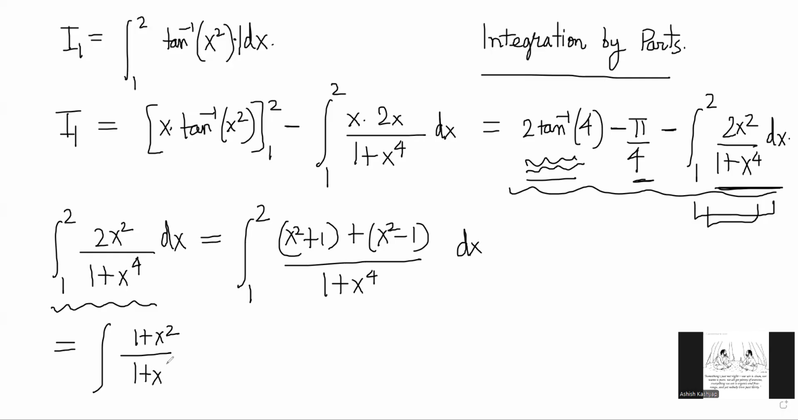Integral of 1 plus x square by 1 plus x power 4 from 1 to 2, plus integral of x square minus 1 by x power 4 plus 1 from 1 to 2 dx, right? These two separate parts have similar ways of finding these integrals. So let's do it separately. We will do integral 1 to 2 of 1 plus x squared by 1 plus x power 4 first, right? And we'll calculate the value of this integral.